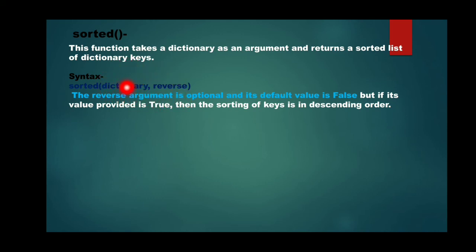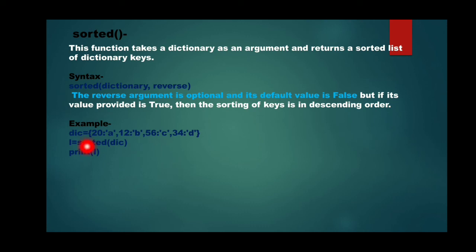The dictionary argument specifies the dictionary whose keys are to be sorted. And the reverse argument is an optional argument. Its default value is false. So if you have not written it, that means reverse is equal to false, and that simply means the dictionary keys will be sorted in ascending order. But if you want to sort the dictionary keys in descending order, then you will write reverse is equal to true.